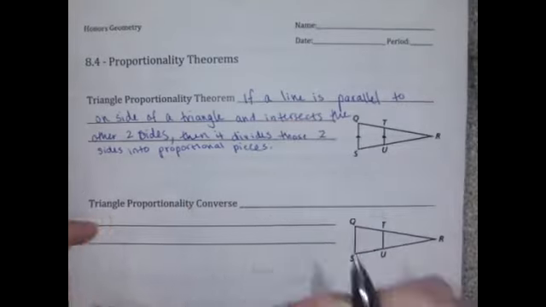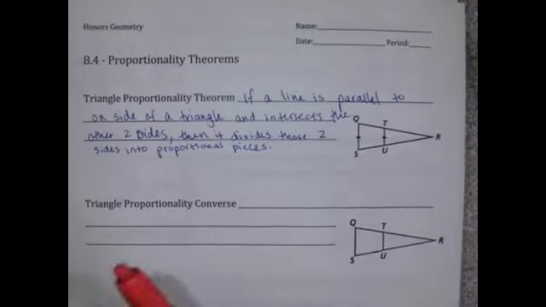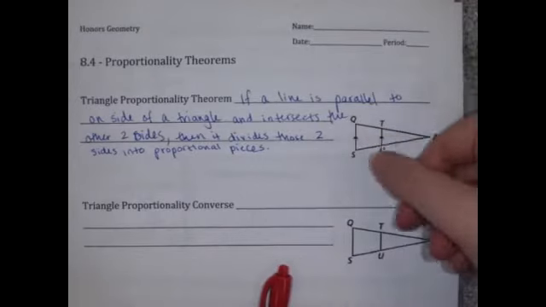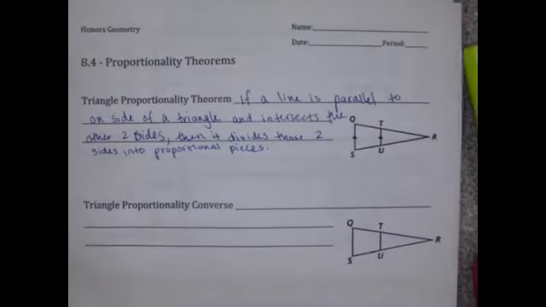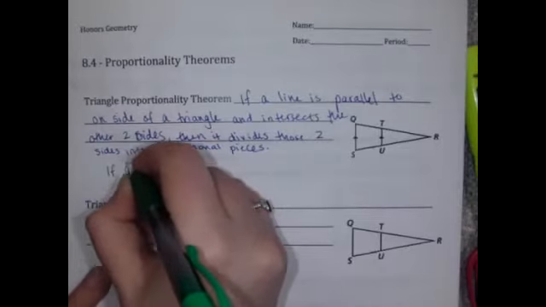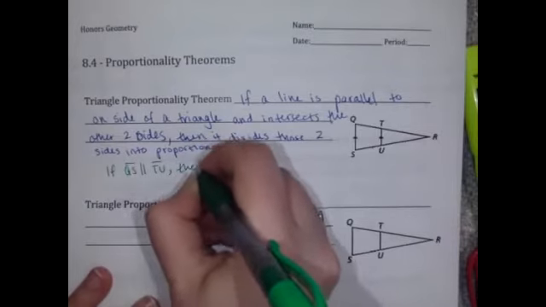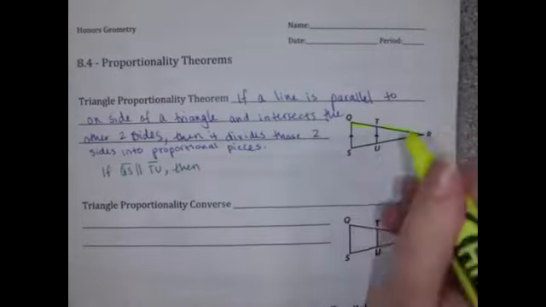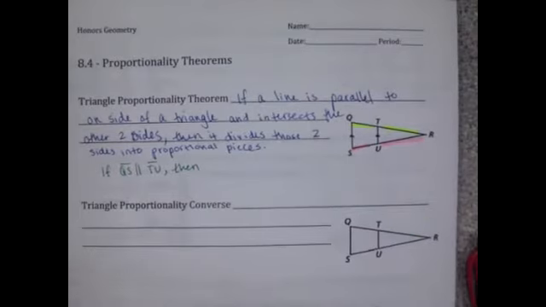If you remember, the midsegment of a triangle was right in the midpoint of these sides. Now this kind of line could actually be anywhere as long as it is parallel. Here we have QS and TU. If QS is parallel to TU, then these pieces are the ones that are proportional.